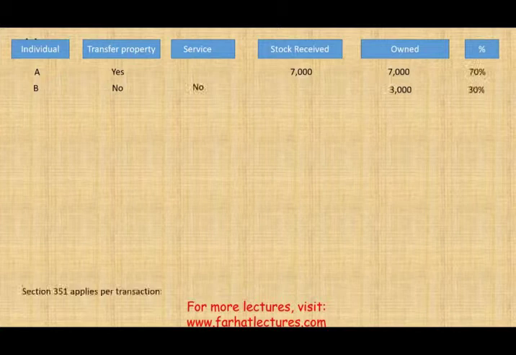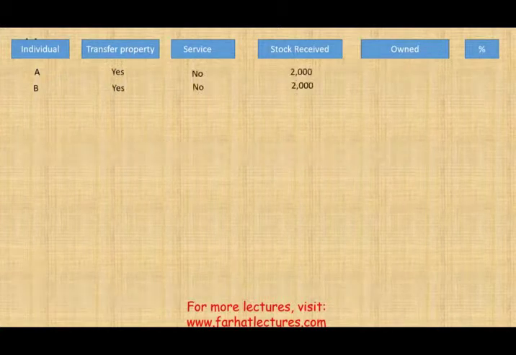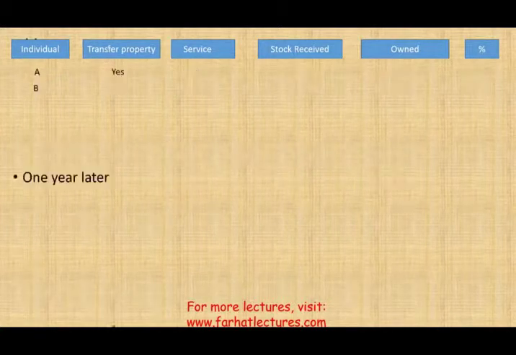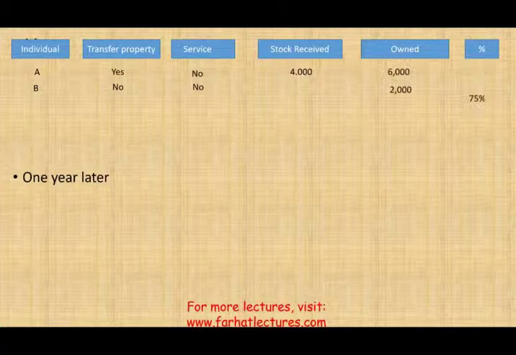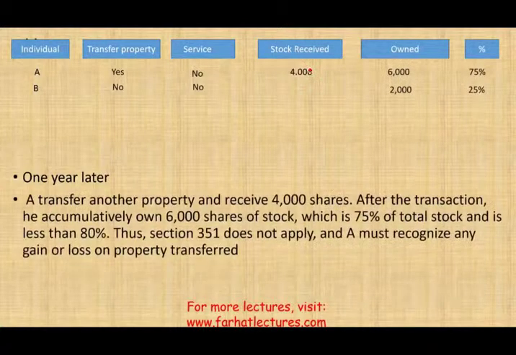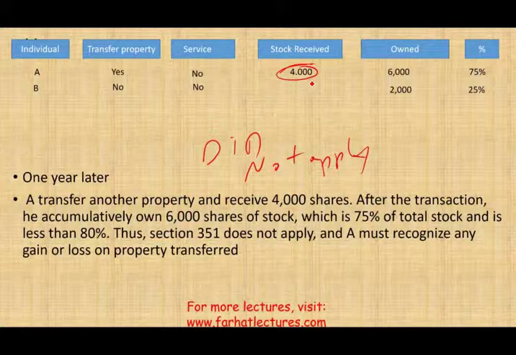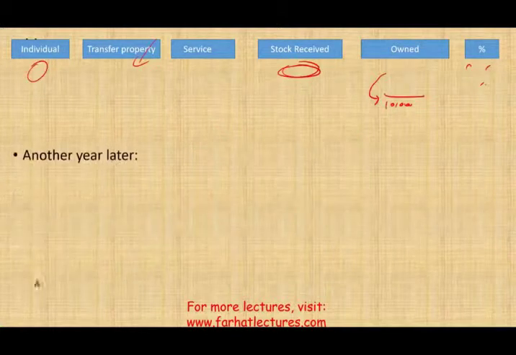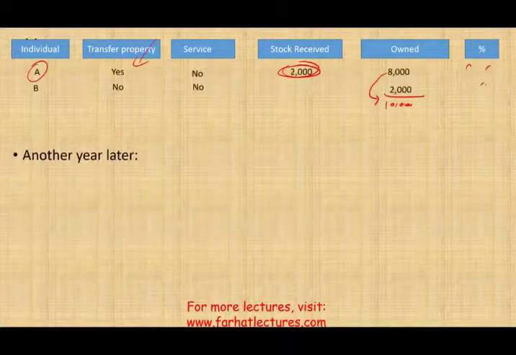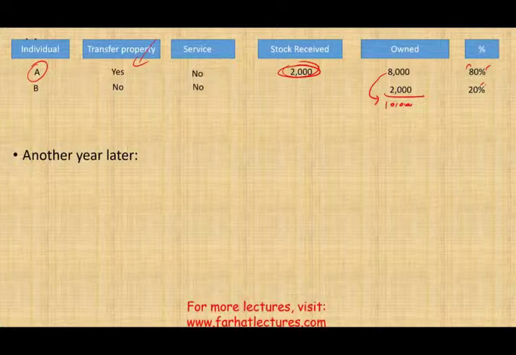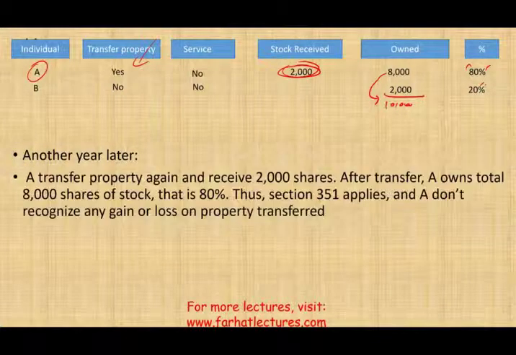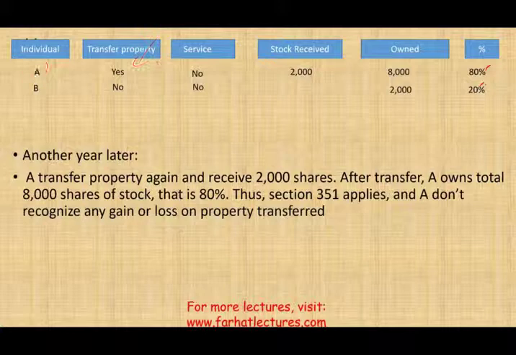In the previous example, let me go back to the previous example here, example 3. Actually, they contributed more. They got 4,000 shares, and Section 351 did not apply. So here it did not apply, although A received 4,000 shares. In this example, they only contributed 2,000 shares, but as a result, they got control. So the key is, do you have control after the contribution? This is the point that I'm trying to make. If you have control after the contribution, then Section 351 will apply.